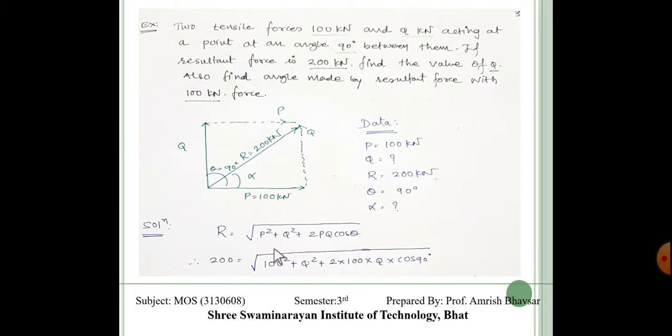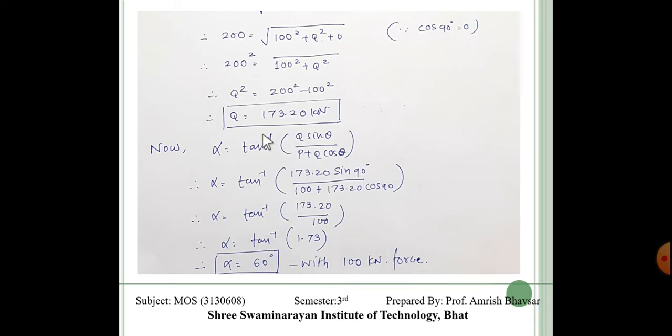So we have the equation, R is equal to under root of P square plus Q square plus 2 PQ cos theta. Put the values: R is equal to 200, P is equal to 100, so 100 square plus Q square plus 2 into 100 into Q into cos 90. Now cos 90 is equal to 0. So we will get 200 is equal to under root of 100 square plus Q square. Now 200 square is equal to 100 square plus Q square. So we will get Q from this equation, that is 173.20 kilonewton.